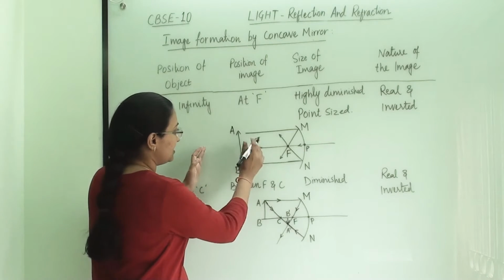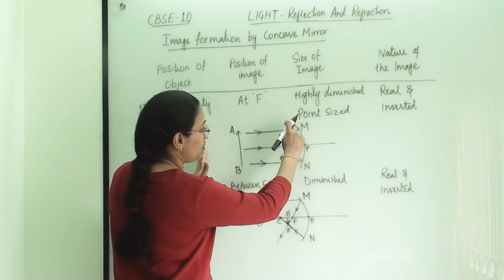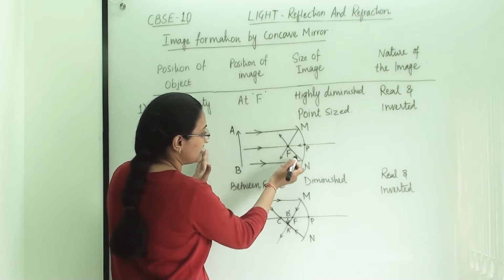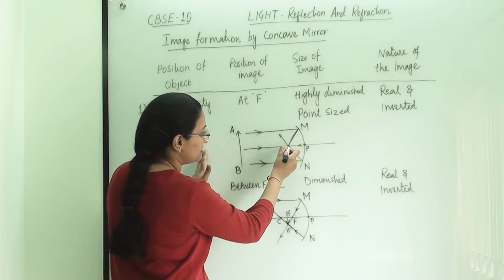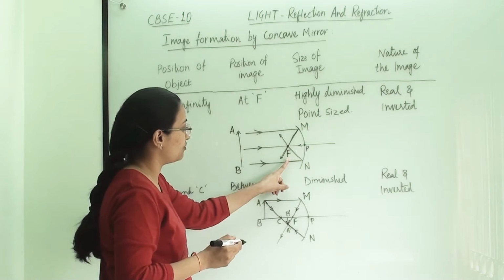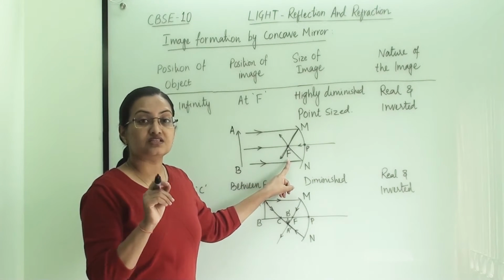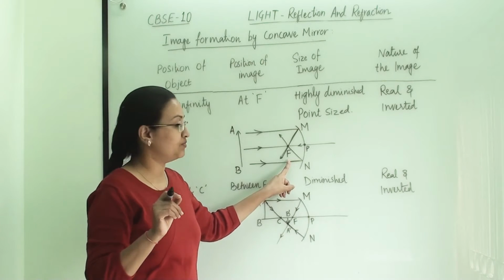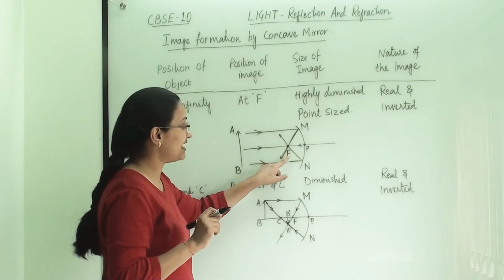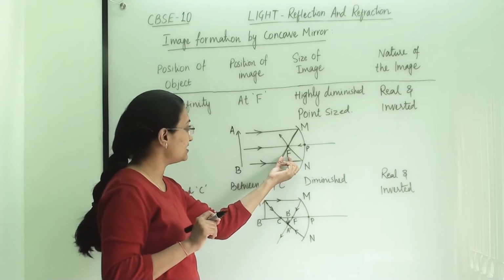From there all the parallel rays are striking the concave mirror and they are reflecting back. They are reflecting back and passing through the point F. Now what is point F? Point F is the focus point of the concave mirror. So they are passing through F, so we will get the image at F.